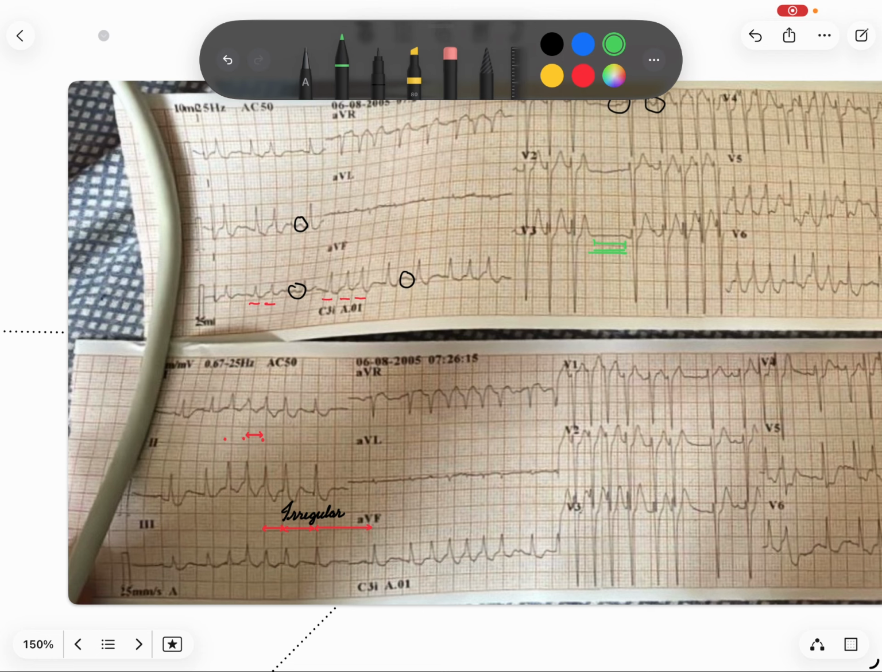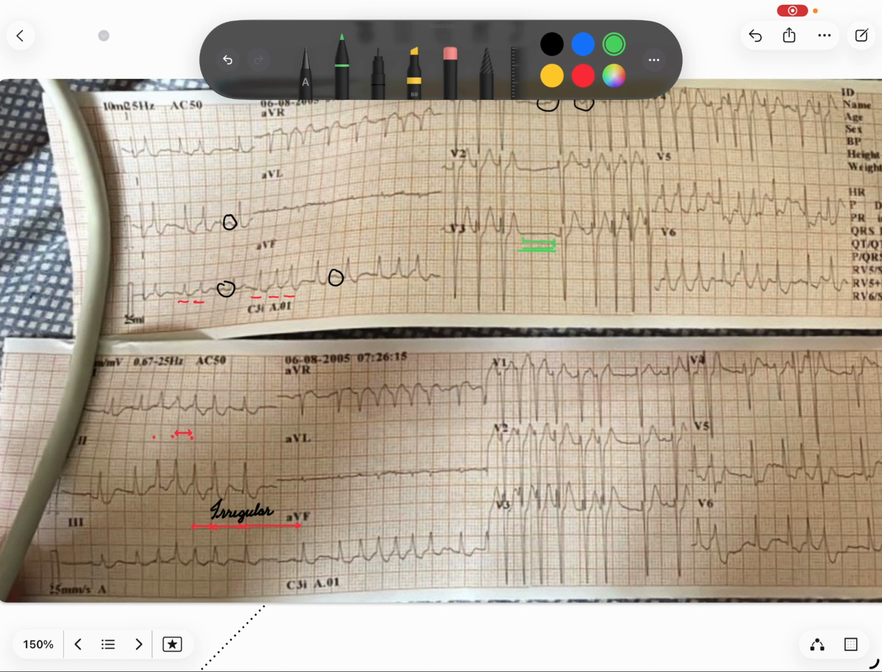So this is possibly an ECG of multifocal atrial tachycardia. We will see in detail what it is about, but in brief I would say that there are 3 different kinds of P waves with tachycardia being present, of course. And the rhythm is also irregular.